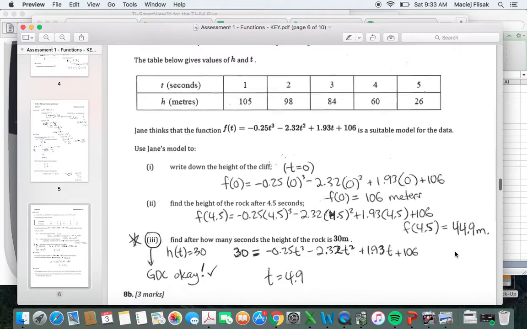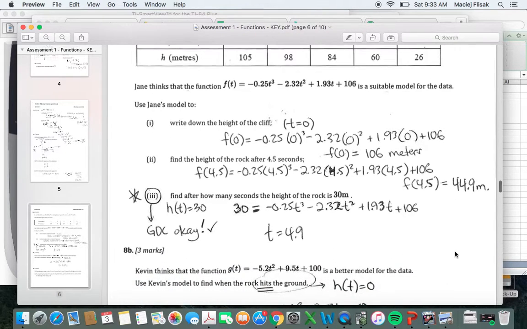Let's look at three. This one may have been a little bit tougher, but if you remember, on your calculator you have a certain app that can help you with this. Find out after how many seconds the height of the rock is 30 meters. So now we want to know, when is the height 30? Here we put in a value for time. Here we're not replacing the t.